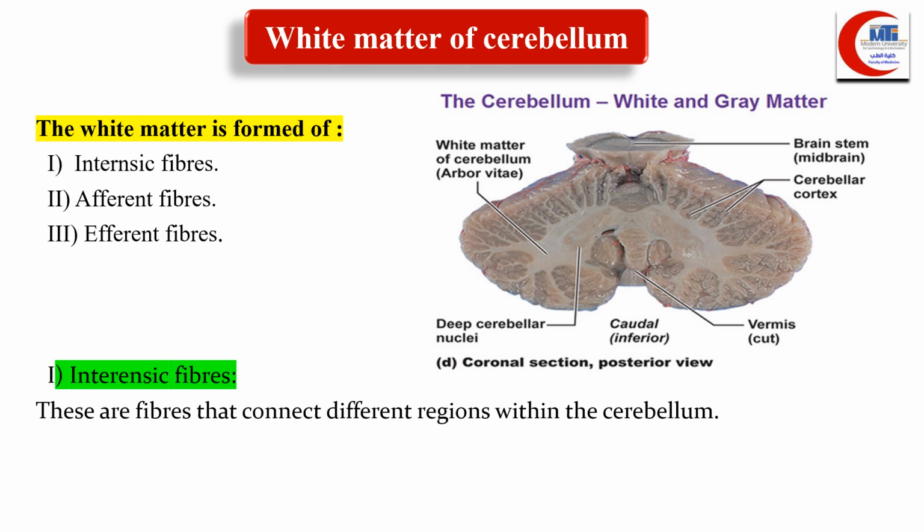Here on the right side you can see the diagram showing us the cerebellum containing white matter present inside, covered by gray matter which covers the white matter from outside. This is a coronal section, posterior view of the cerebellum.